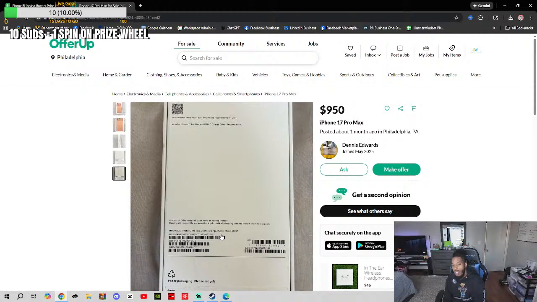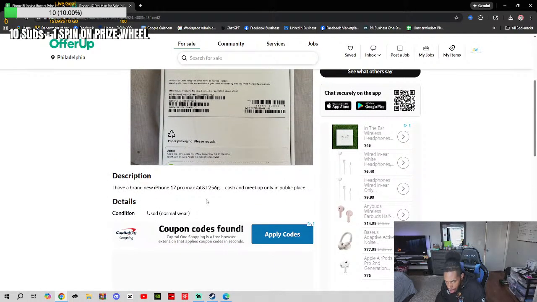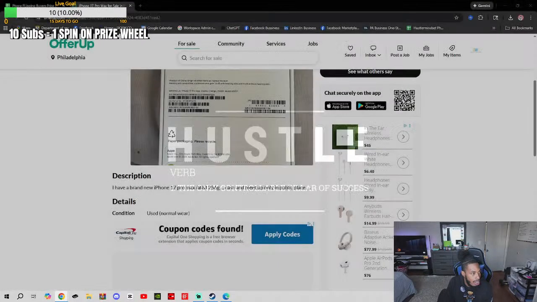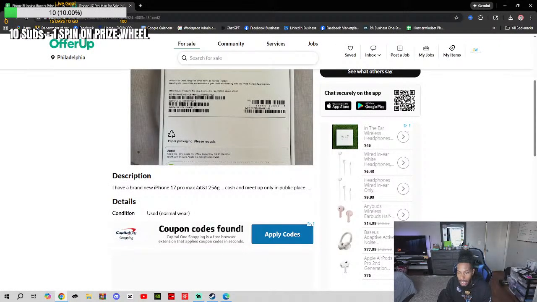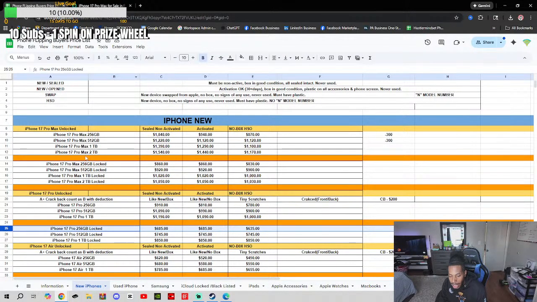Now, let's say you were trying to use the price list for other reasons or other ways to capitalize. Well, what you would do, right? Let's say that you see this is $950. So this is an iPhone 17 Pro Max, AT&T 256. Okay, that's a horrible price. I could tell you that already. That's a horrible price.